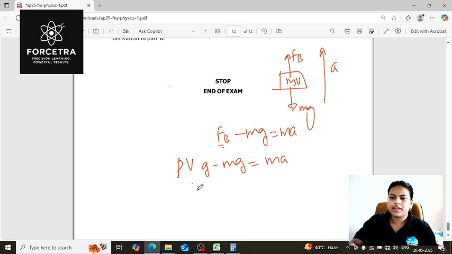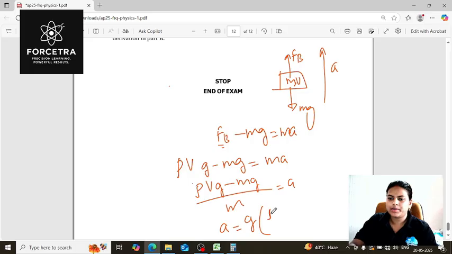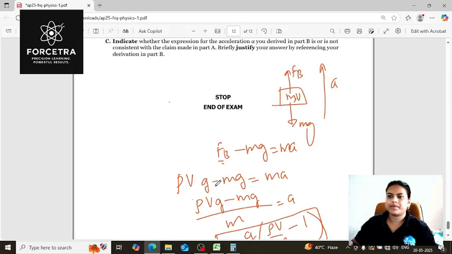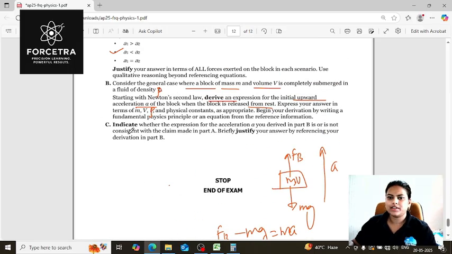So it would be rho V g minus mg, divided by m, is equal to A. Or I can write the acceleration by taking g common. It would be A equals g times rho V upon m minus 1. M would get cancelled and g is common. This is the acceleration with which the block would accelerate upward.